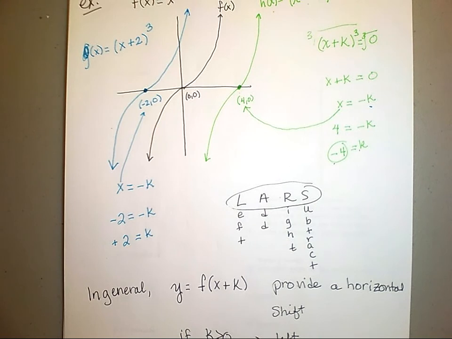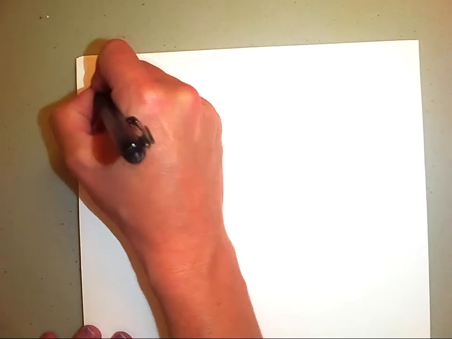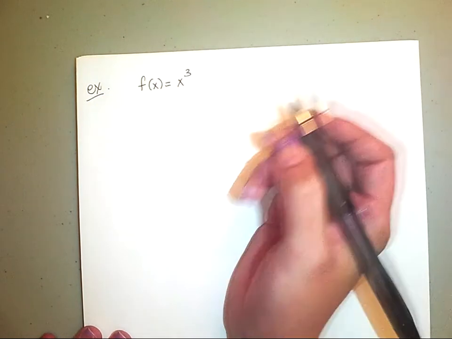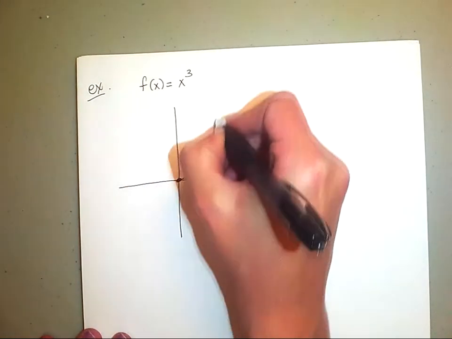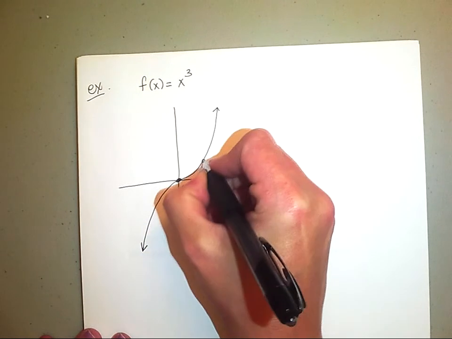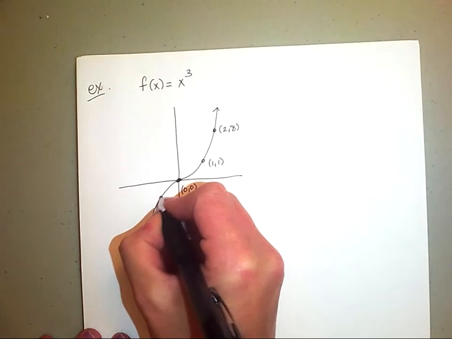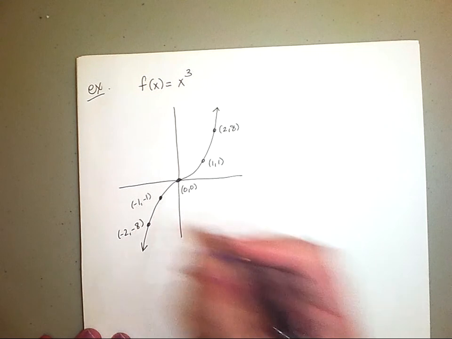Okay, so those are the horizontal and vertical translations. We also have a reflection. Okay, so for example, again working with our basic function, f of x is equal to x cubed, this is 0, 0, this is 1, 1, this is 2, 8, this is negative 1, negative 1, and this is negative 2, negative 8.